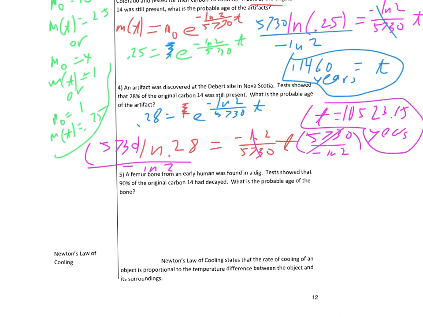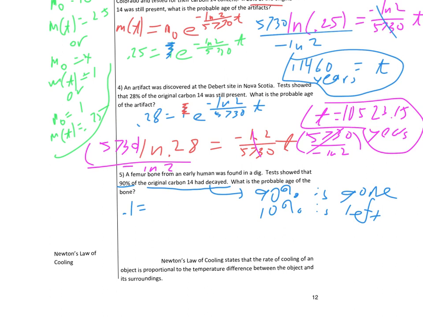Okay, next one here. This one's a little bit different, so pay attention to this one. This one is saying that 90% of the original carbon-14 has decayed, and so that means that 90% is gone. But what's more important for us is that 10% is left. So for this one, I'm actually going to put a 0.1 up here and then a 1 right there. So it is the same as the previous ones. It's just you got to watch out for that wording there.